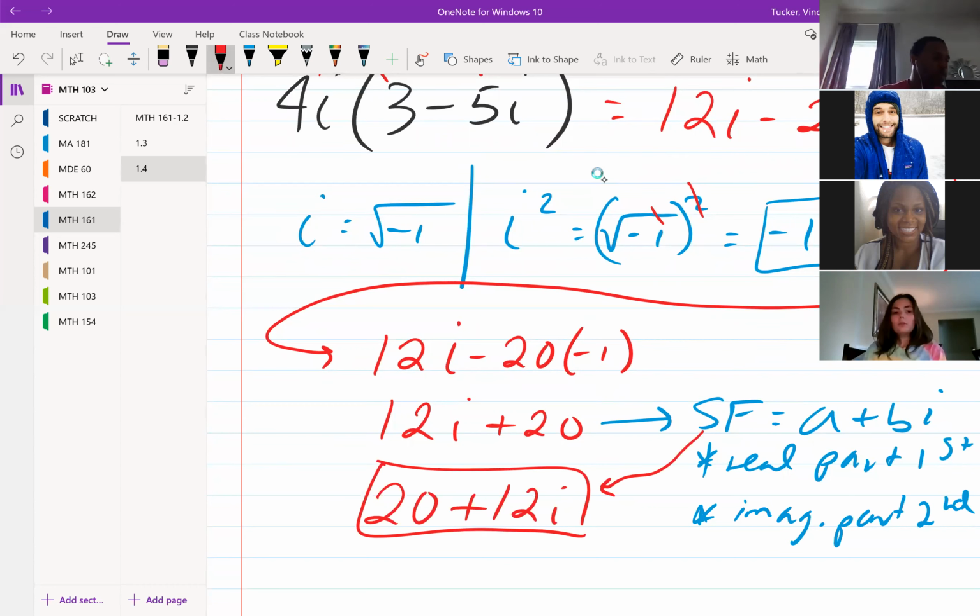And that's in anytime you represent or have to write down your complex number, whether it's addition, subtraction, multiplication, or division. When you submit your answer, it should be in standard form. Real part first, then your imaginary part. And always remember your imaginary part is connected to that i.